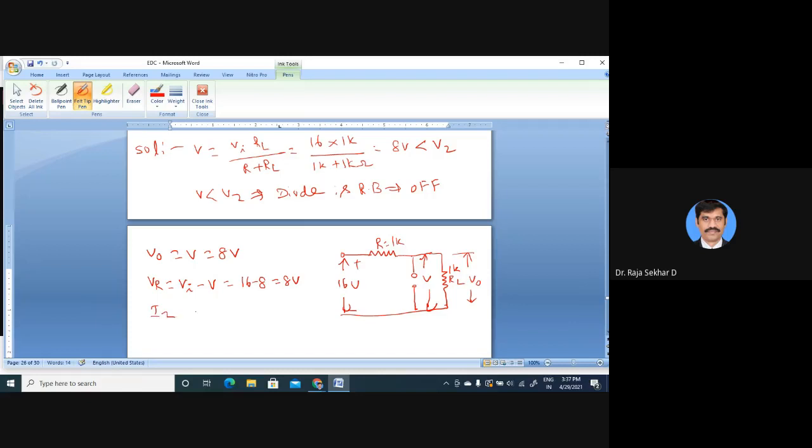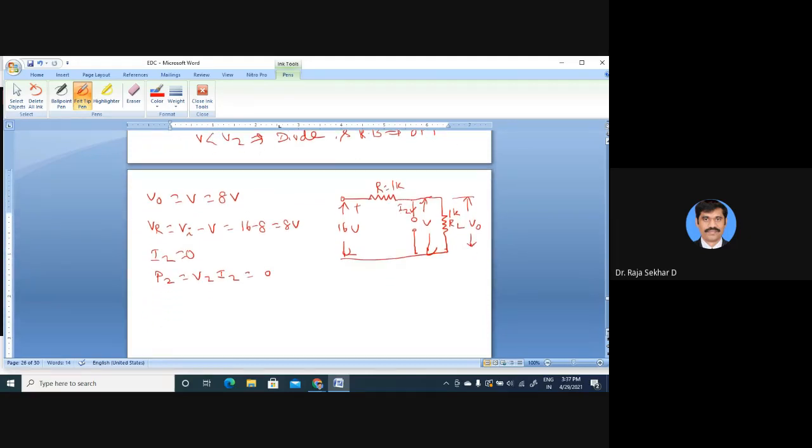Now what is IZ? When it is open circuit, what is IZ? 0, sir. IZ is equal to 0. So when IZ is equal to 0, PZ is also 0. PZ is equal to VZ into IZ, that is 0. Next problem. Repeat the above problem.